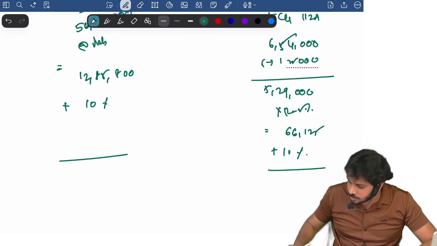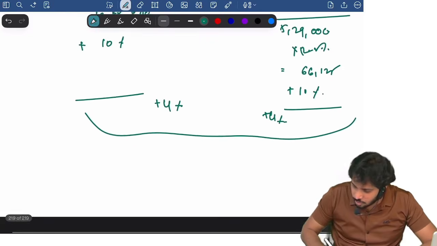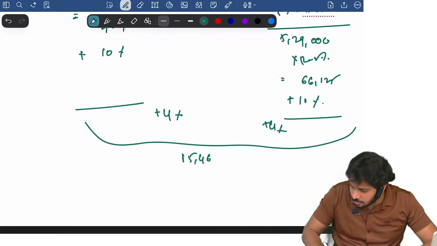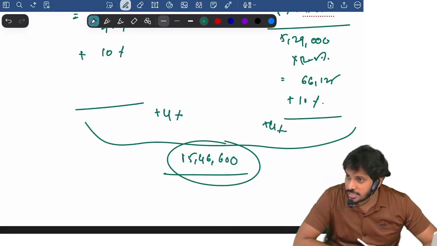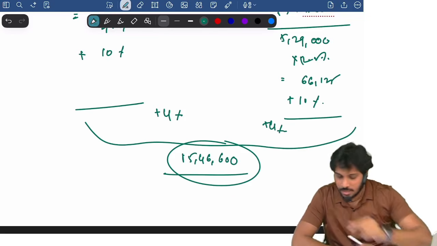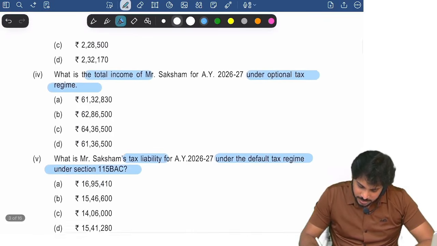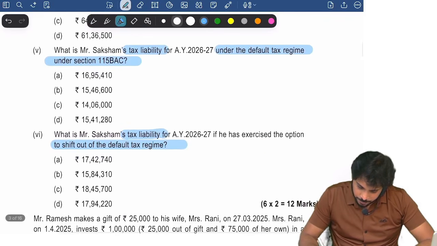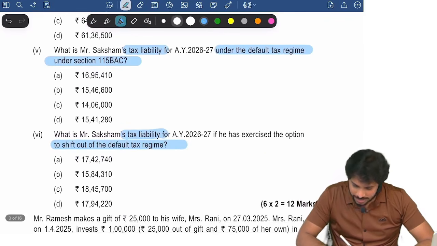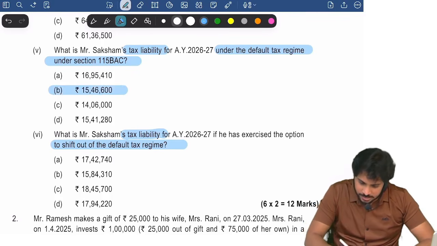So 12,85,800 plus 66,125 plus 10% plus 4%. So total plus 4%. No relief. 15,46,602. Therefore the answer is 15,46,600, which is the tax liability under default tax regime. They're asking that also: what is the tax liability under default tax regime? Right now we computed 15,46,600. That's it. The answer is B.